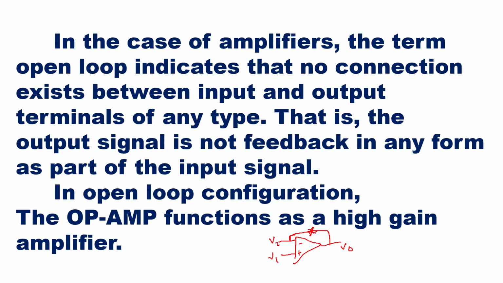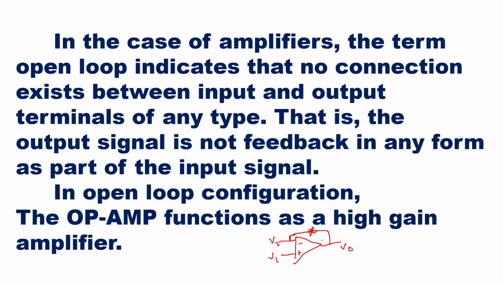So there is no feedback. It is not closed, it is open, and that is why we call it open loop. In the case of amplifiers, the term open loop indicates that no connection of any type exists between input and output terminals. That is, the output signal is not fed back in any form as part of the input signal. In open loop configuration, the op-amp functions as a high gain amplifier.